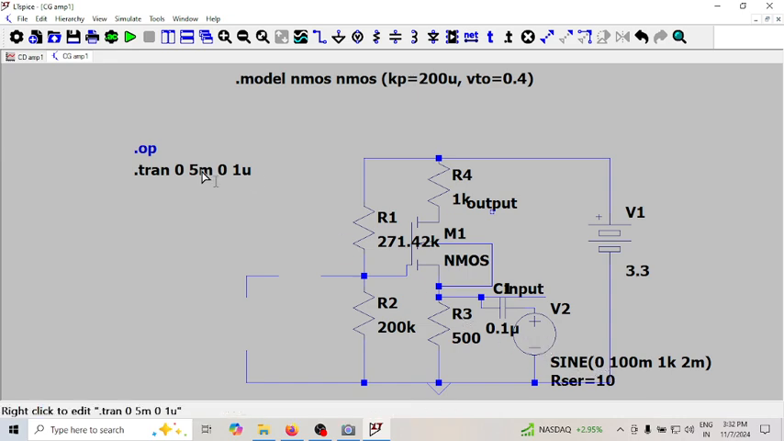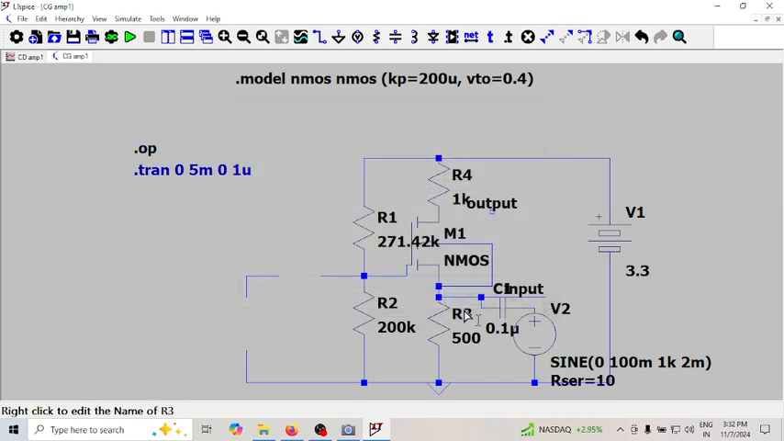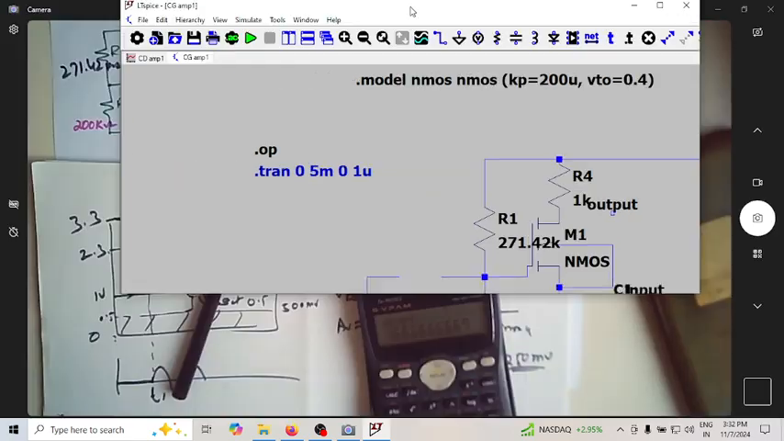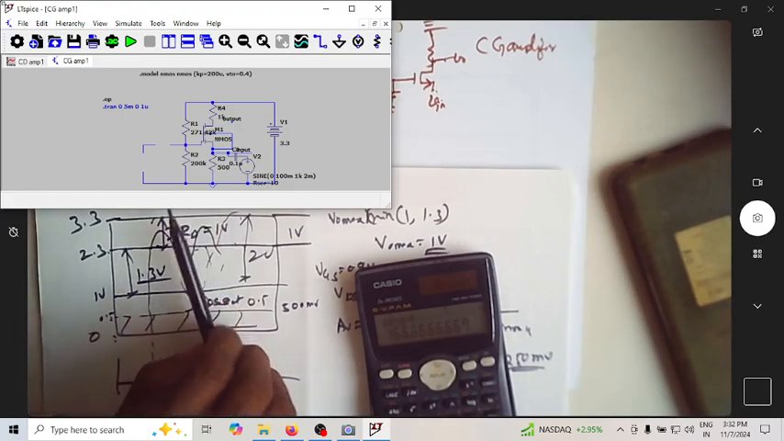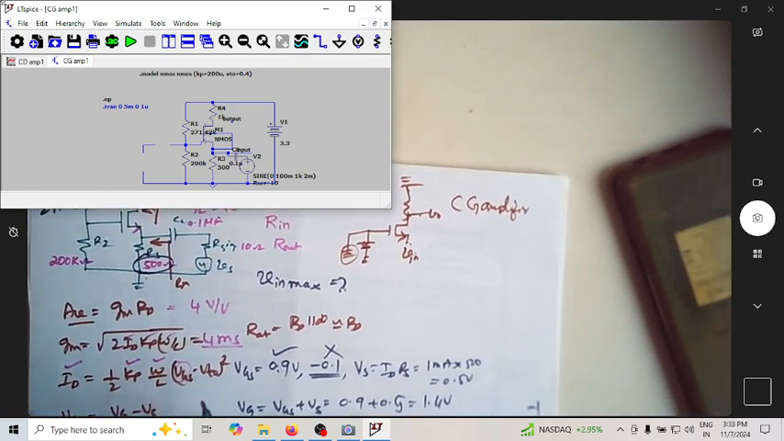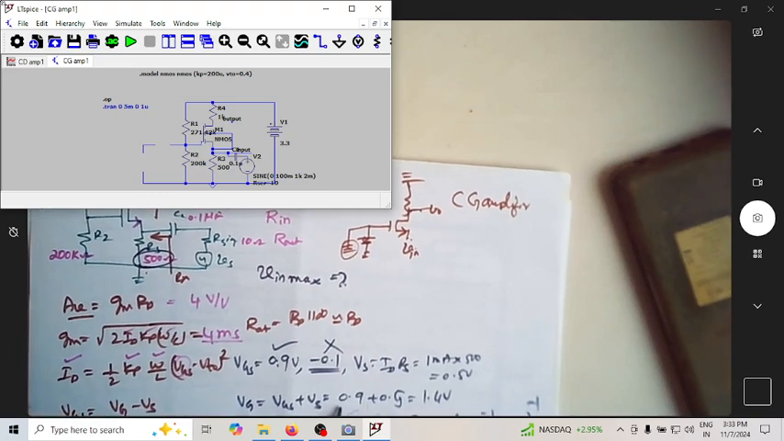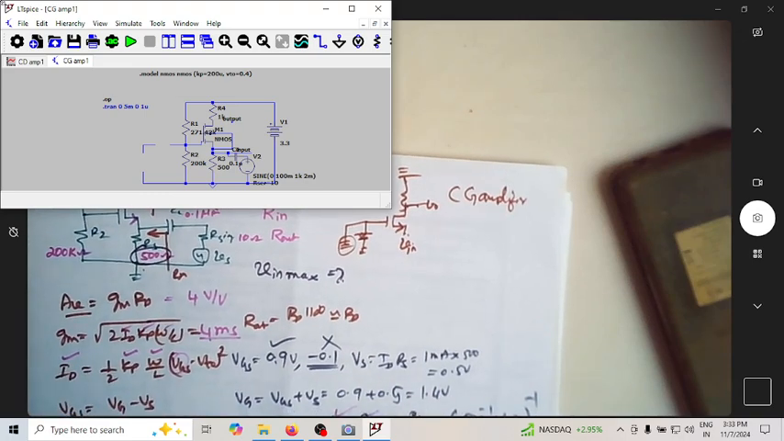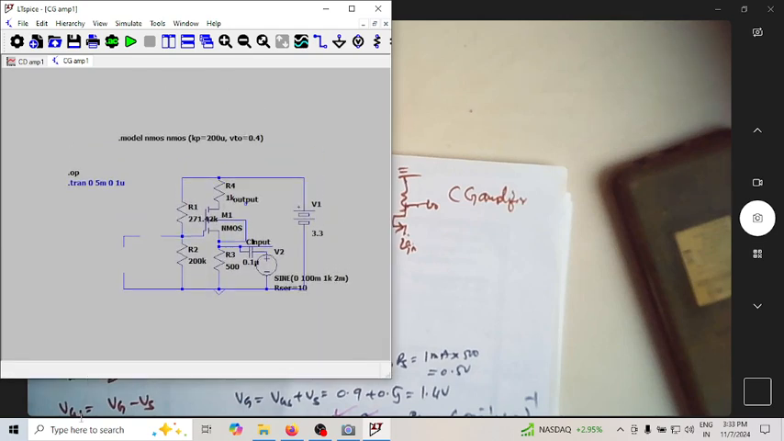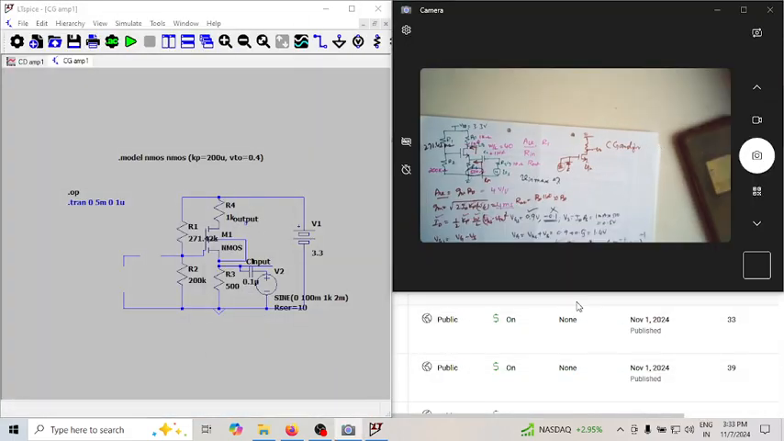So let us first do the DC analysis. So for DC analysis it is this. So I have to get these specifications. So what are the specifications we should get? I have to have a GM of 4, ID of 1 milliampere, VGS of 0.9 volt, all those stuff. Let us see that. Do I have all those values listed? Okay, this is the thing what I have.